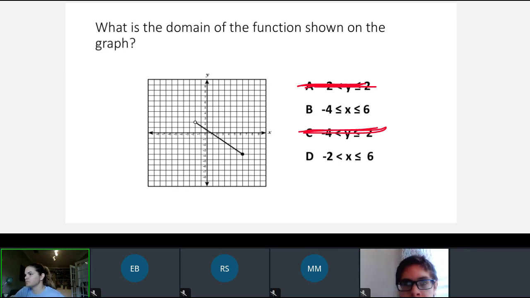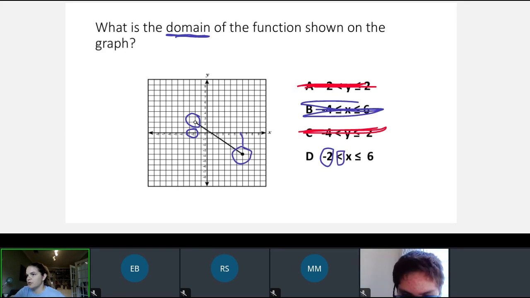Okay, so let's take a look here. Domain is x values. So here's my farthest point to the left. That's at -2. So automatically we eliminate B as well. Okay, so -2. It's strictly less than because it's an open circle. My farthest point to the right is at 6 and it's colored in. So D is the correct answer.